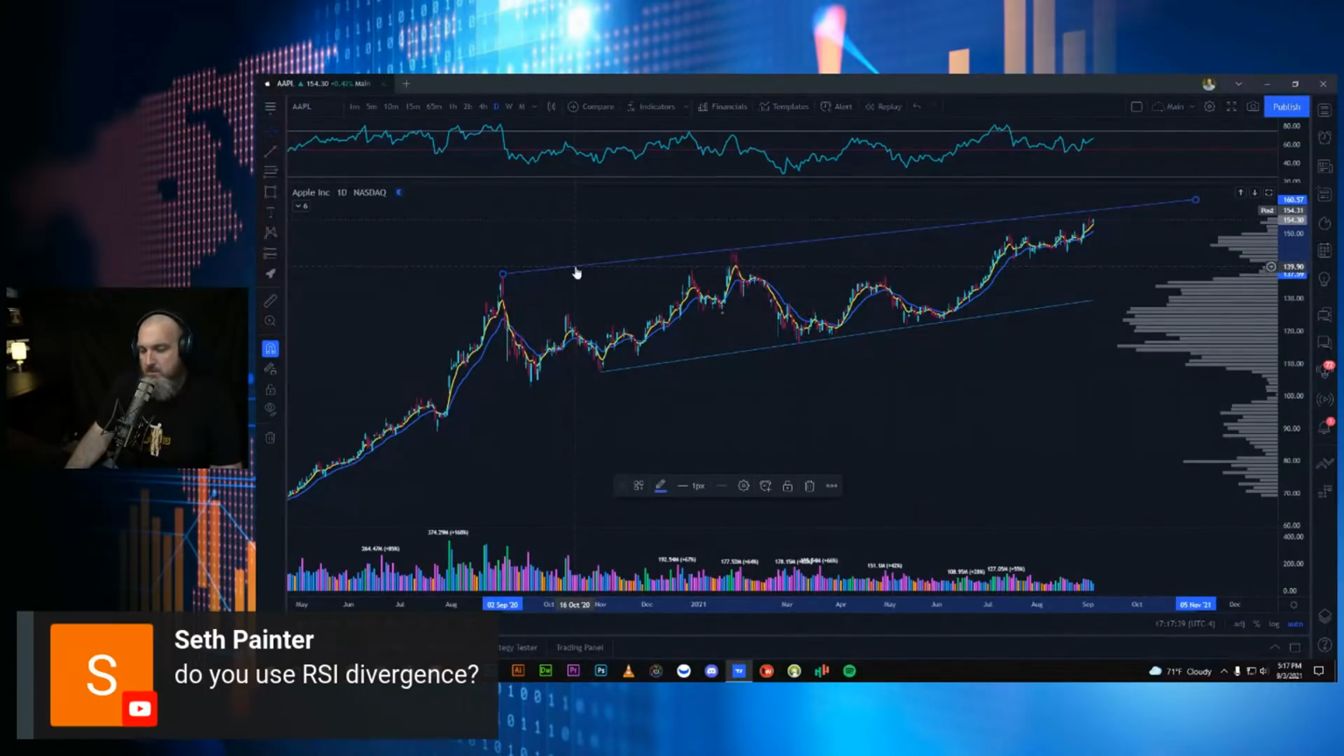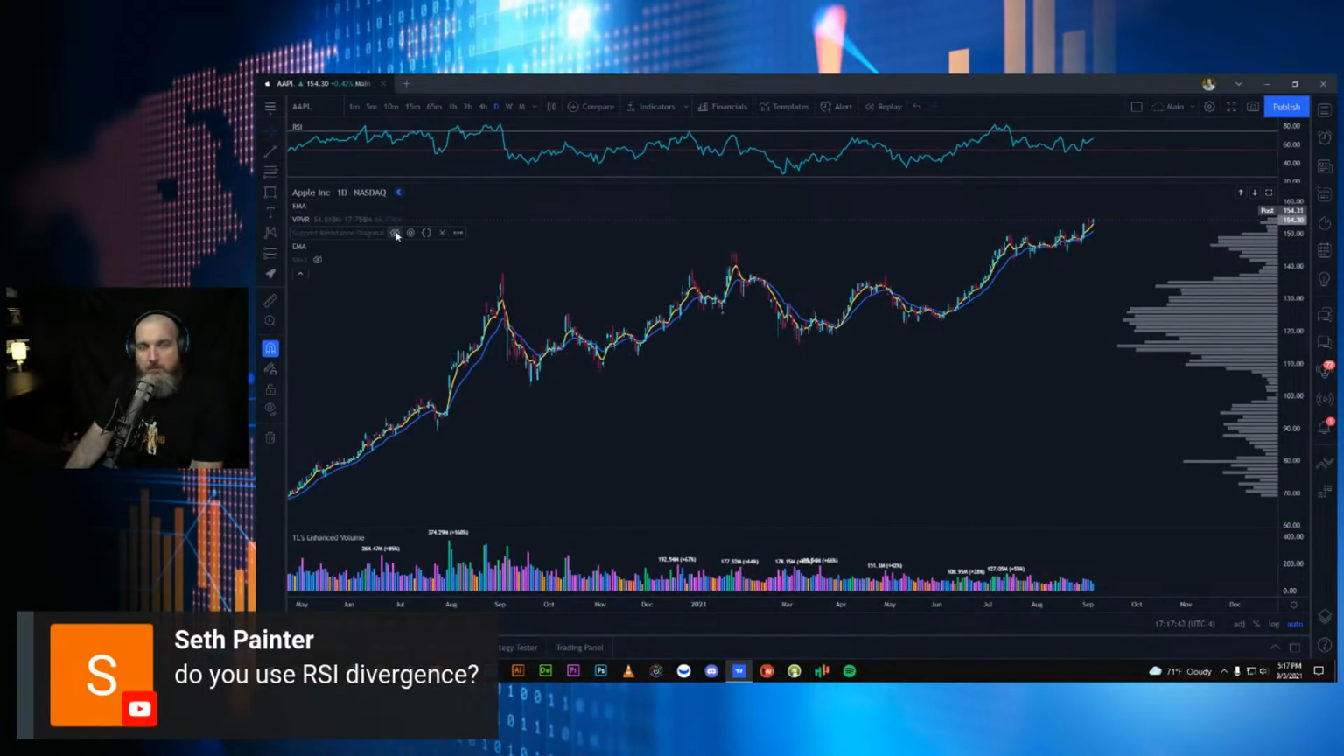Actually, let me do this. It's got a nice channel that it's holding to. There is plenty of support. There is plenty of a volume shelf. Another thing I always like to let everybody know: the indicator on the right side of my screen is called the volume profile visible range on TradingView. Basically, what this tells you is volume by price.